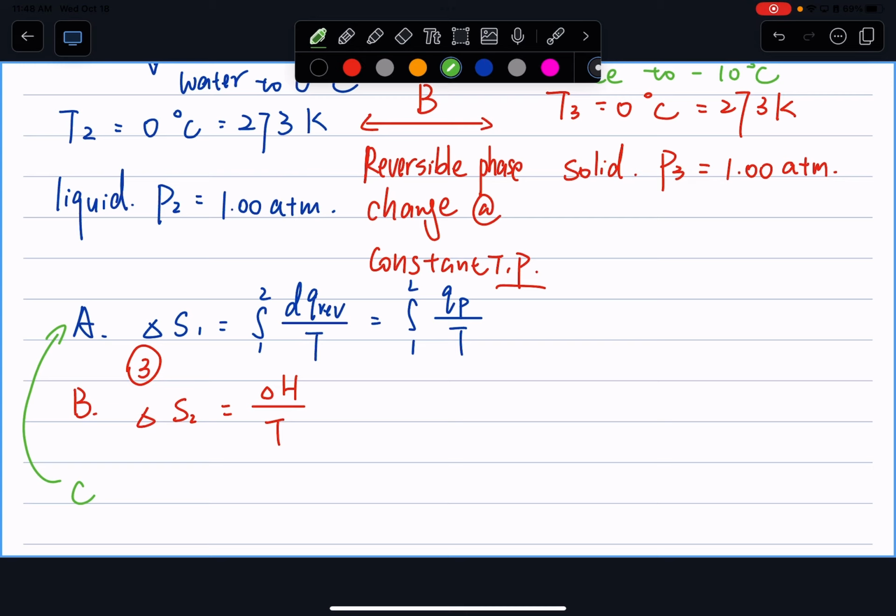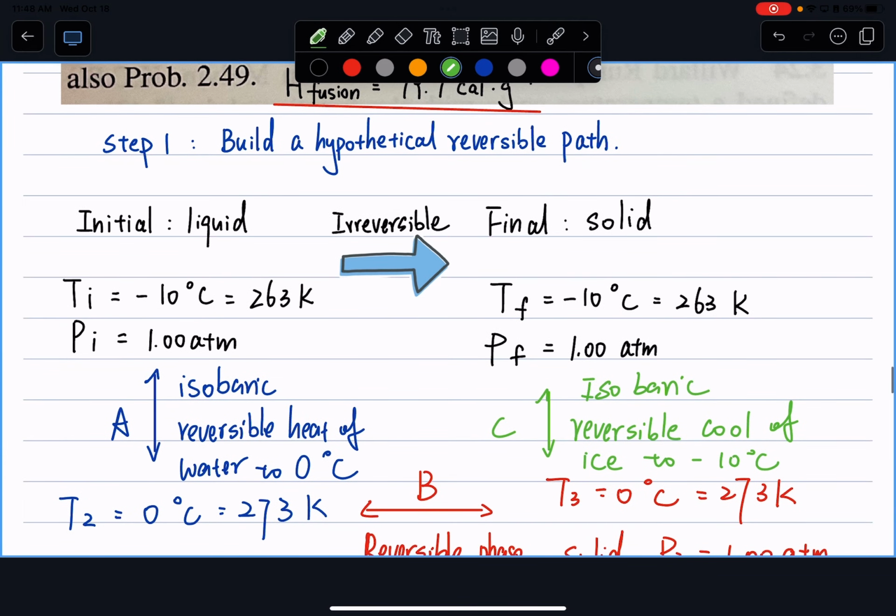All right, so this is a demonstration: when you're looking at something that you don't know how to approach because it's irreversible, just try to build up a reversible path for it to take place. Okay, any questions before we move on?